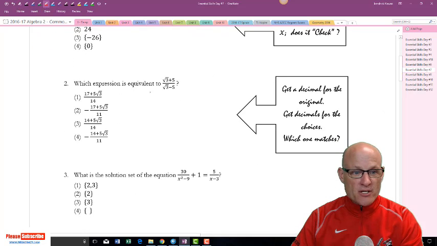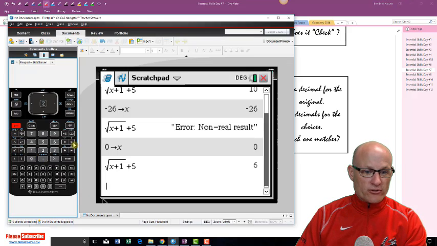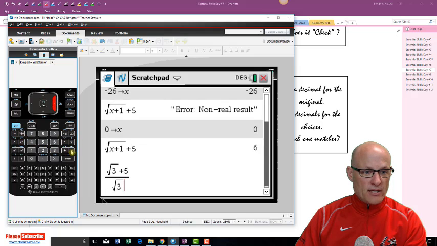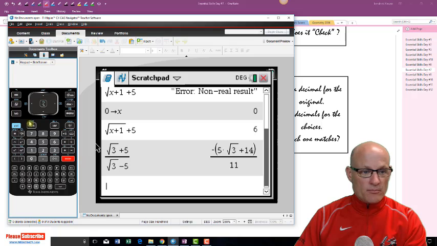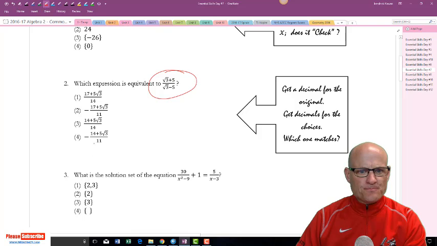Let's try the next one. Now I can rationalize this, or I can use my calculator, control division. The square root of 3 plus 5 over the square root of 3 minus 5. Now that's equal to that. Now I got to figure out which one matches that. I want the one with 9 minus 25. 9 minus 25 is negative 14. I want the one with negative 14.